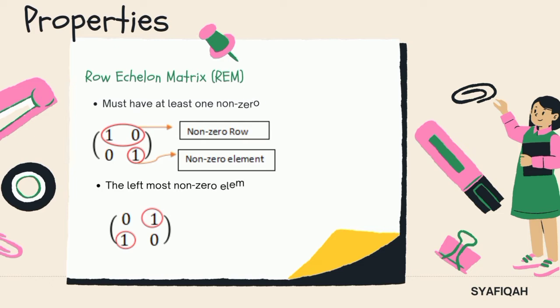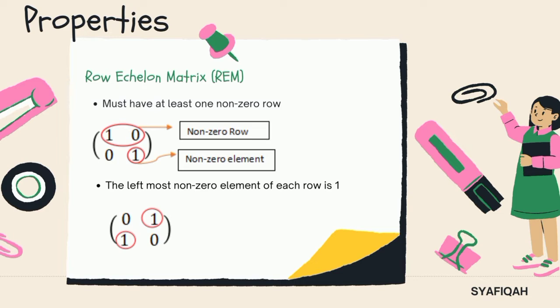These are the properties to know which matrix is a REM or RREM. It has 5 properties to know the REM and 1 property to know whether it is RREM or not. Note that RREM will be REM, and not REM will not be RREM. So, the first property is that the matrix must contain at least one non-zero row, where the row contains at least one non-zero element, a number that does not equal to 0.